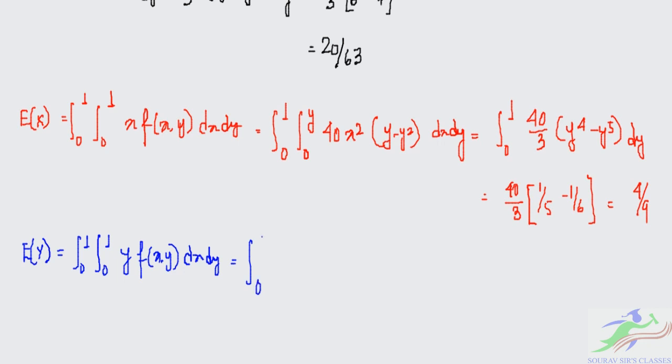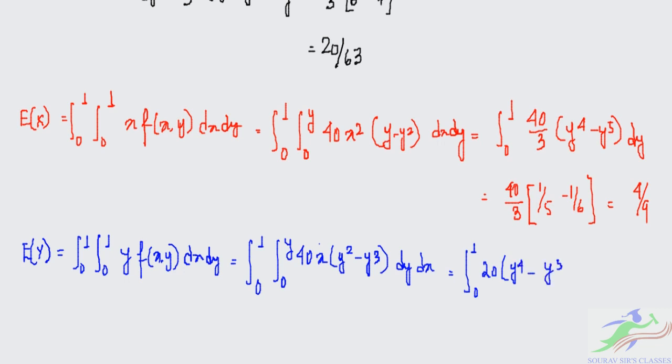Now if we simplify, it will be 0 to 1, then we have 0 to y, 40 x, it is y square minus y cube dy dx. Okay, so here it just cancels out, 20 times the integral from 0 to 1 of y to the power 4 minus y to the power 5 dy. So here it will be 20 times (1 by 5 minus 1 by 6). So that is 2/3.